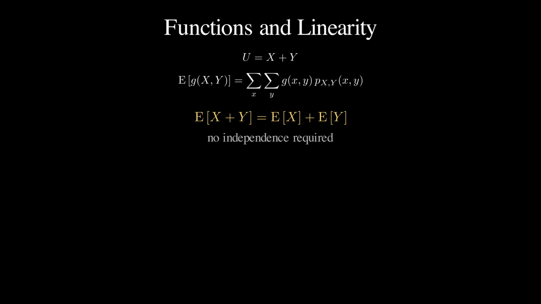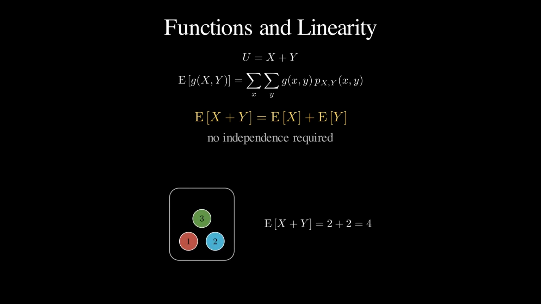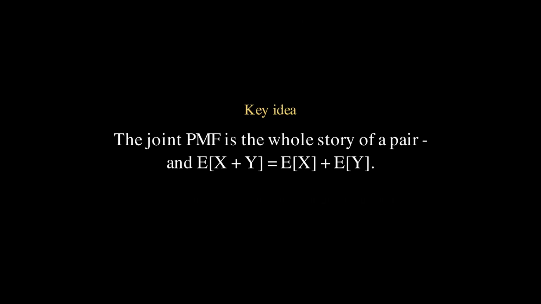Look at what we did not assume. Nothing. No independence, no special structure. Linearity of expectation holds for every pair, always. For instance, in an urn with 3 balls, the expectation for a pair of drawings is 2 plus 2, 4, with and without replacement. The key idea of this video: the joint PMF is the whole story of a pair, marginals sum it out, and expectations of sums split with no questions asked.